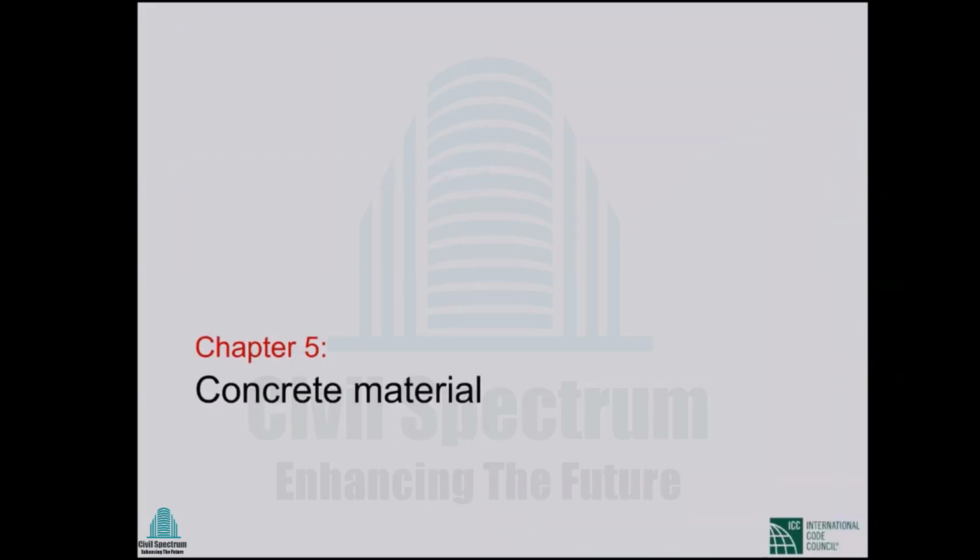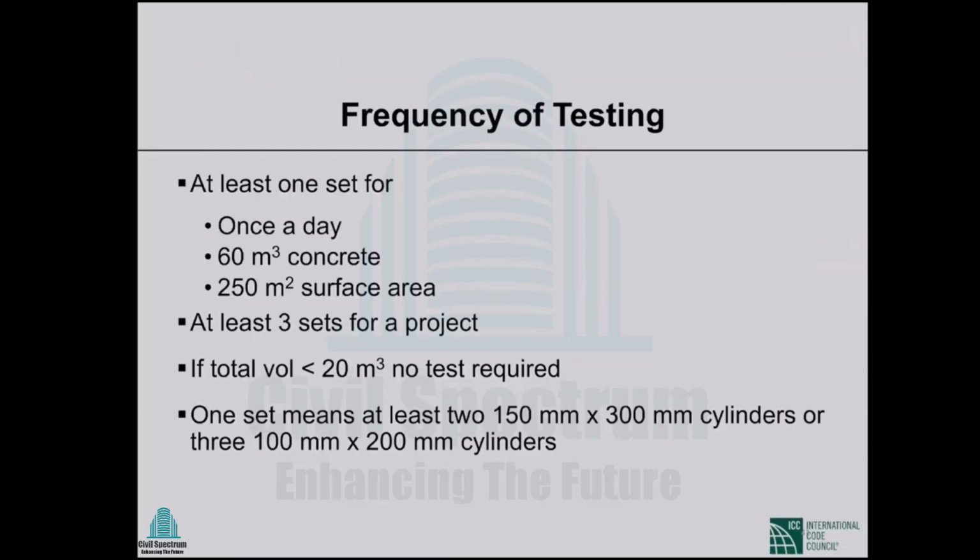Concrete material, this chapter is basically exactly the same as compared to the previous version of the code. I will still like to mention some issues. This is a very commonly asked question: how many sets of cylinders should we collect for testing? So, frequency of testing.